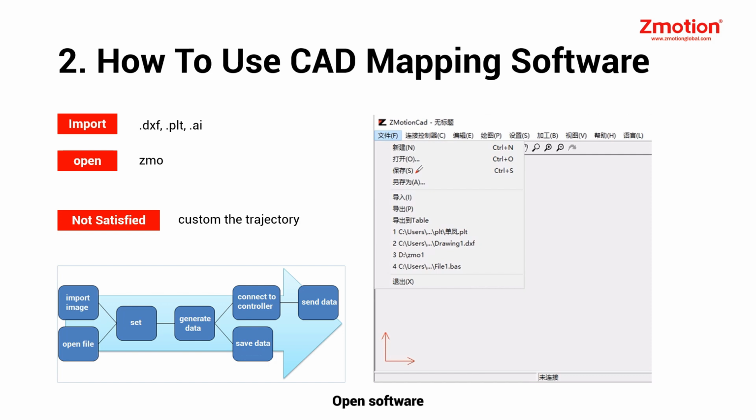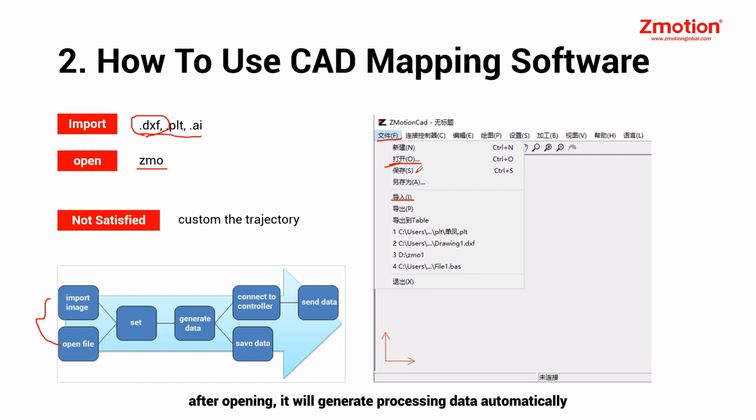Open the software. Find File in the software. Import graphics or open files. The graphics can be in these three formats. DXF file is generated by CAD drawing software. If you click Open directly, the file is a Zmo file generated by mapping software. After opening, it will generate processing data automatically. If you think it is not so accurate, you could set it manually and update it. Click this to regenerate the data.